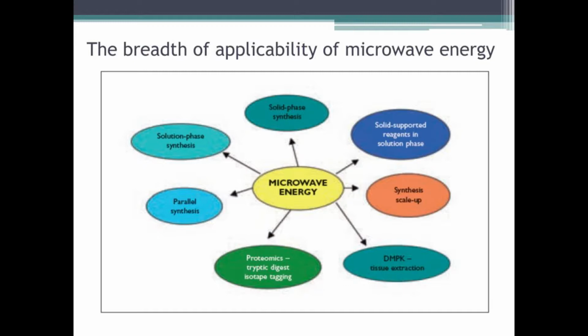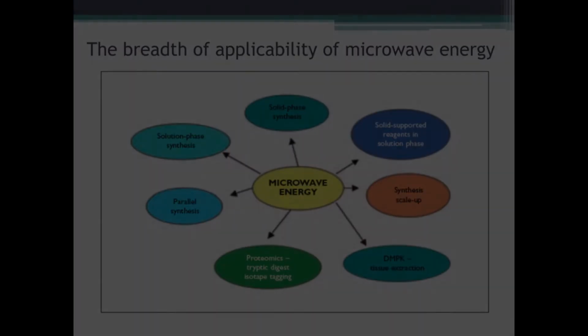They have a huge breadth of applicability, such as solid phase synthesis, solid supported reagents in solution phase, synthesis scale up, DMPK tissue extraction, proteomic tryptic digest isotope tagging, parallel synthesis, and solution phase synthesis.